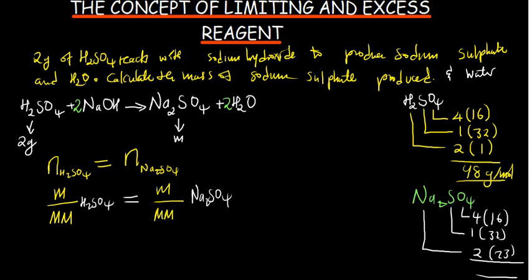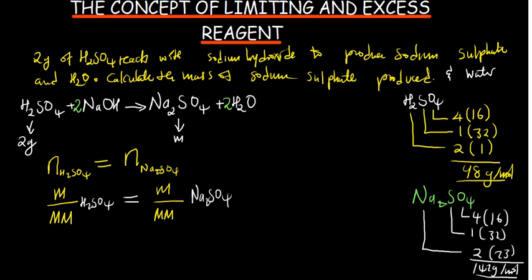Okay, so this is what we are going to punch. We know that 4 times 16 is 64. 1 times 32 is 32. Then 2 times 23 is 46. So we're going to add 64 plus 32 plus 46. That is going to give us 142 grams per mole. That's the molar mass.